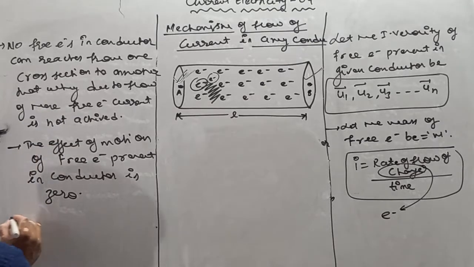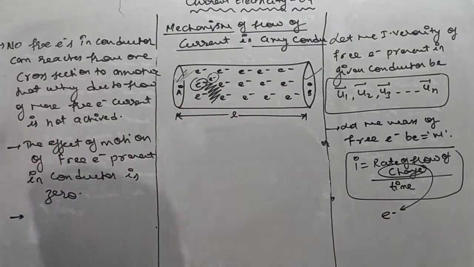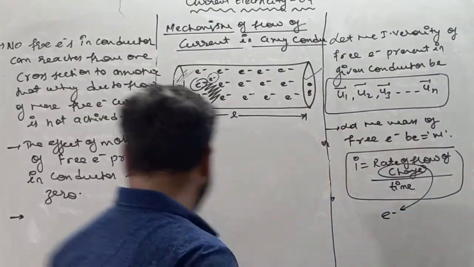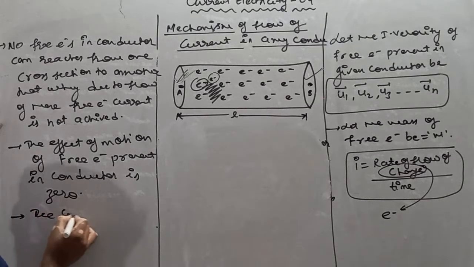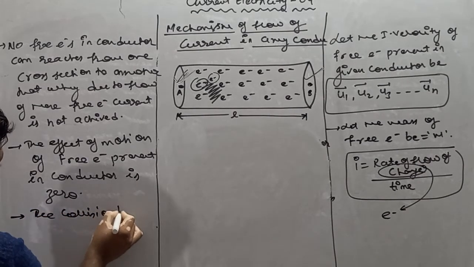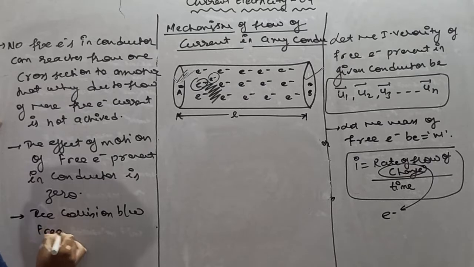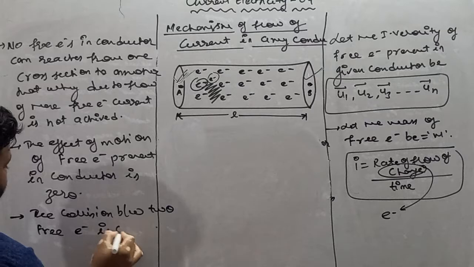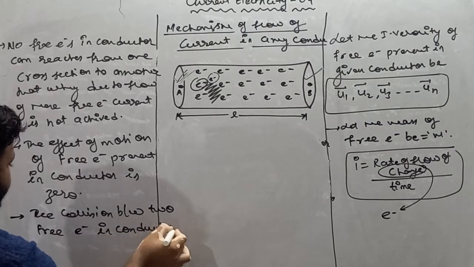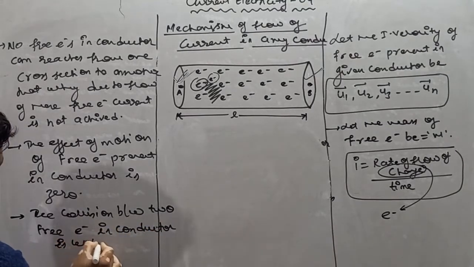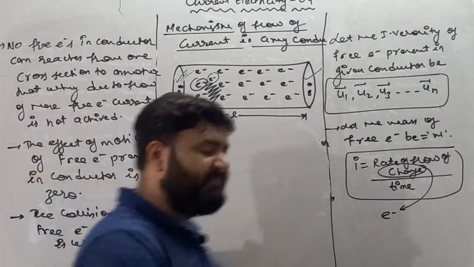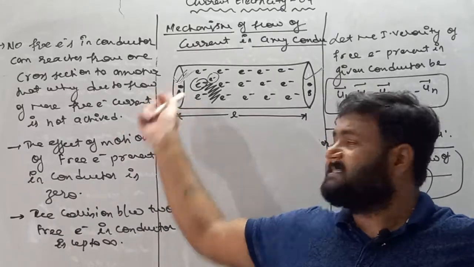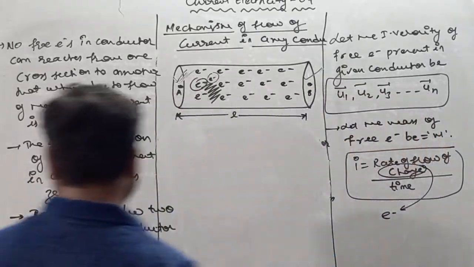Next, a very important thing is that between the free electrons an infinite number of collisions can take place. Remember, the collision between two free electrons in a conductor is up to infinity. So one free electron can make collisions up to infinite times, my dear student, inside the conductor. Now see what I'll write.